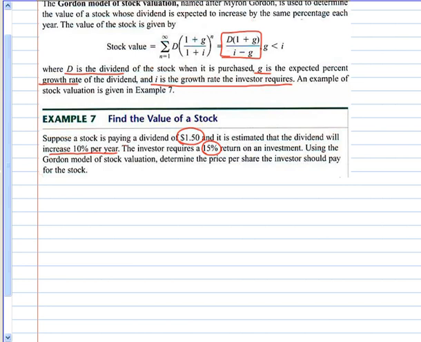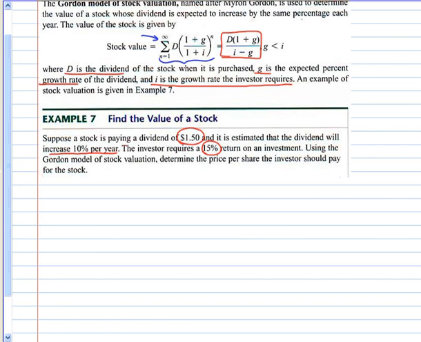So using the Gordon model of stock valuation, determine the price per share the investor should pay for this stock. All right? Now this started out as an infinite sum. Notice it's an infinite sum right here. They simplified it down to the formula we are going to be using, but that's why it's in this section. It's an infinite sum is where it comes from.